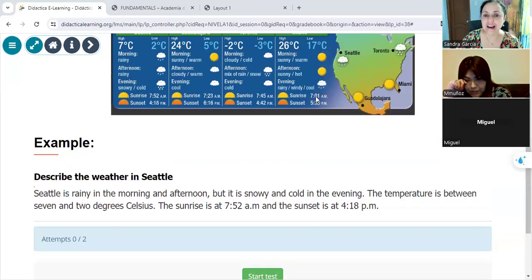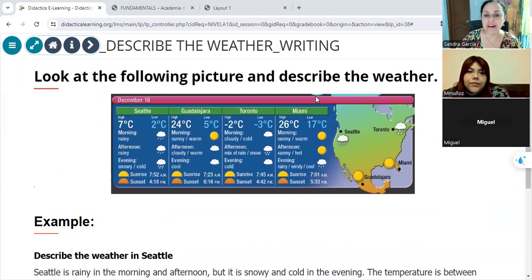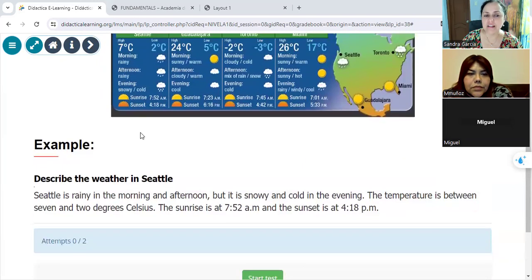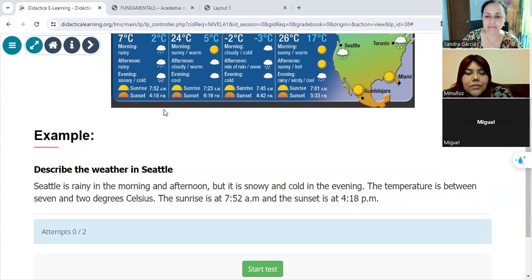So let's study how to describe the weather. We have here the example, weather in Seattle. We have high and low temperature. Morning is rainy, afternoon is rainy, evening is sunny and cold. The sunrise, la salida del sol, is at 7:52 a.m. And the sunset, la caída del sol, is at 4:18 p.m.